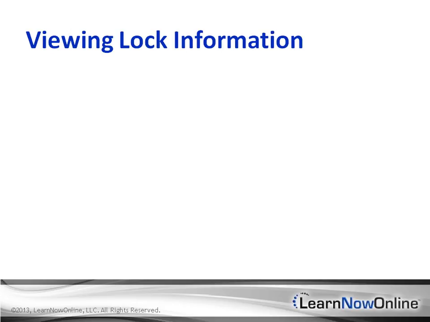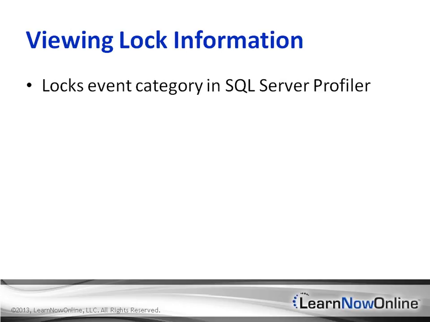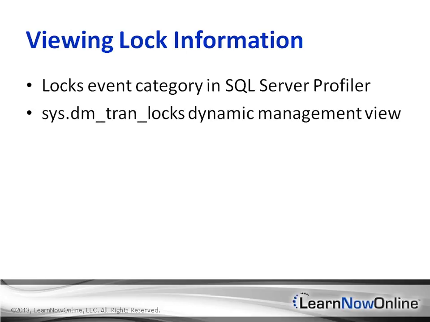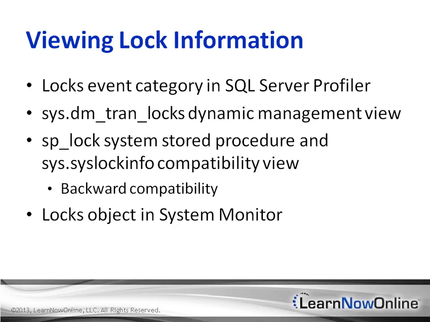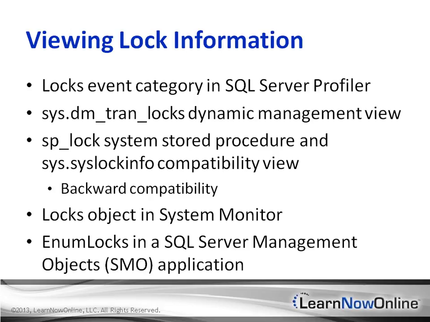Now, if you need to get information about locks that are on the system, there are several different mechanisms available. Some of them include the locks event category in a SQL Server Profiler trace. There's also a dynamic management view that returns information about currently active lock manager resources. You can also use the sp_lock procedure and sys.syslockinfo, the compatibility view, which are included for backward compatibility. You can also use the locks object in System Monitor, which is called Performance Monitor in earlier versions of Windows. And then you can use EnumLocks in a SQL Server Management Objects, or SMO, application.